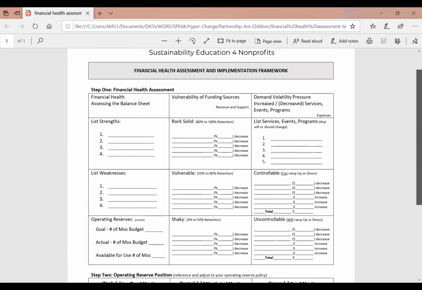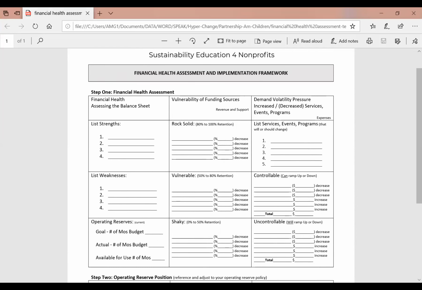The top is really where the work is. And here we're getting a visual presentation. This is a form of a dashboard to take something that's super complicated and to try to get it onto one sheet of paper that we can put in front of a board. Column one here is our balance sheet, making a quick assessment. You can list your strengths up here, your weaknesses here. And then I like to have a comment about operating reserves here.